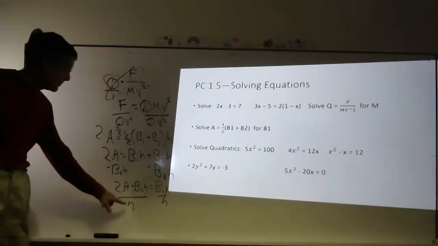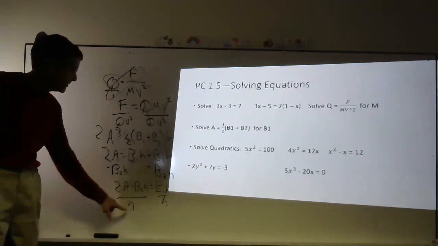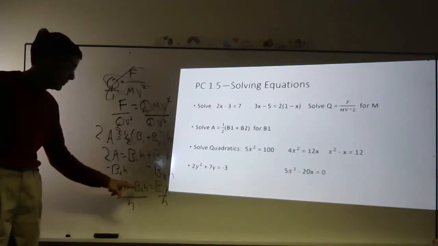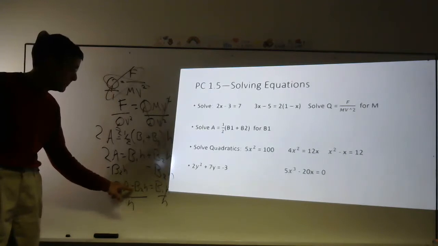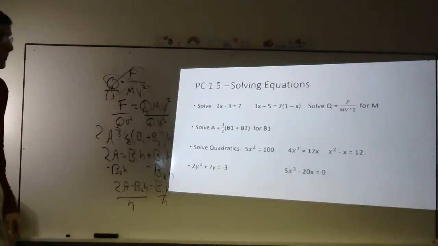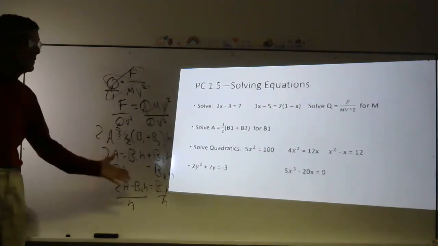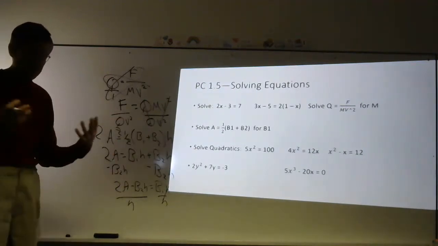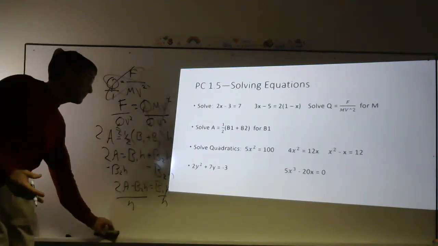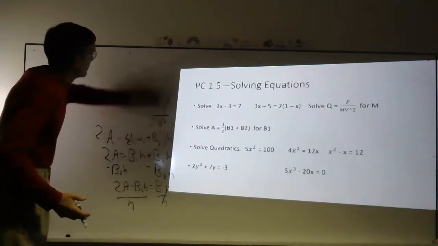Now, somebody might say, hey, can I divide that h into that h? As long as you do it into both parts, you could do that. 2a over h minus b2. The h's would go away, but you got to take it into both parts. All right? So that's still a linear equation, just a tad bit more complicated than 2x minus 3 equals 7.